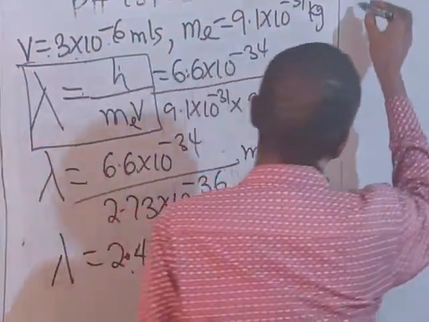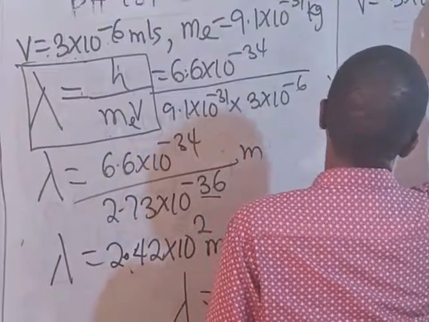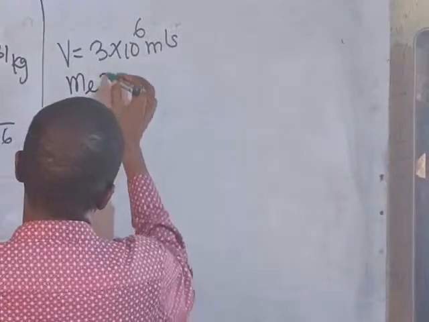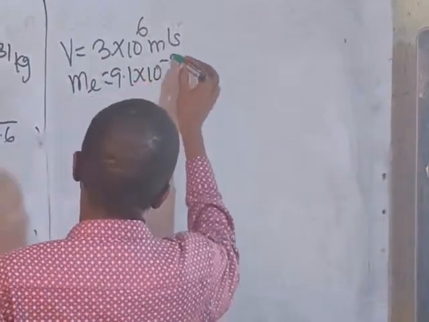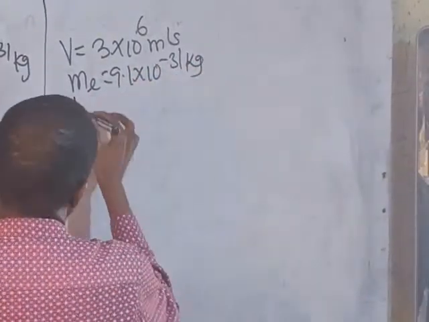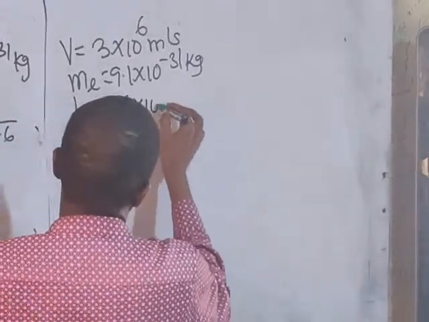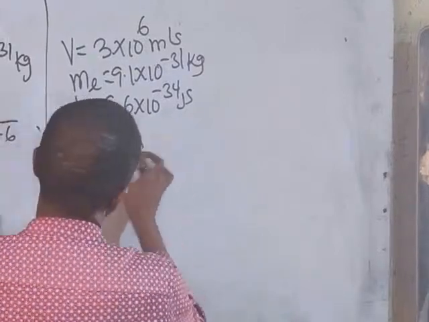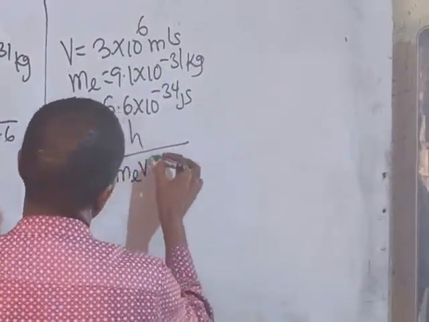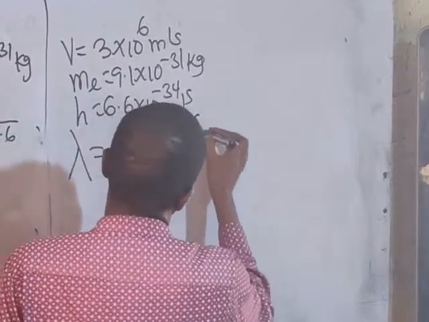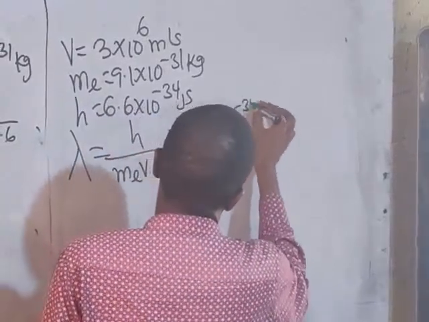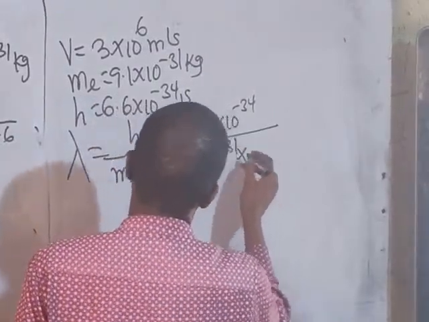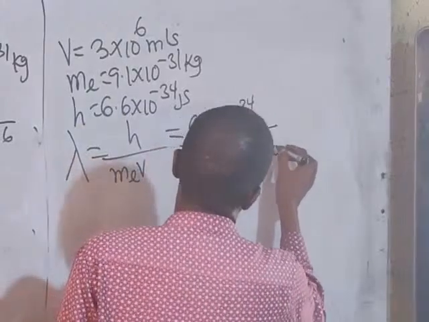If it were to be v is equal to 3 times 10 raised to the power 6 meters per second, and m_e is still the same thing as 9.1 times 10 to the power minus 31 kilogram, and we know our h is 6.6 times 10 to the power minus 34 joule seconds. Then our lambda would be h over m_e v, which would be h, 6.6 times 10 to the power minus 34, all over m, 9.1 times 10 to the power minus 31, times v, 3 times 10 to the power 6.